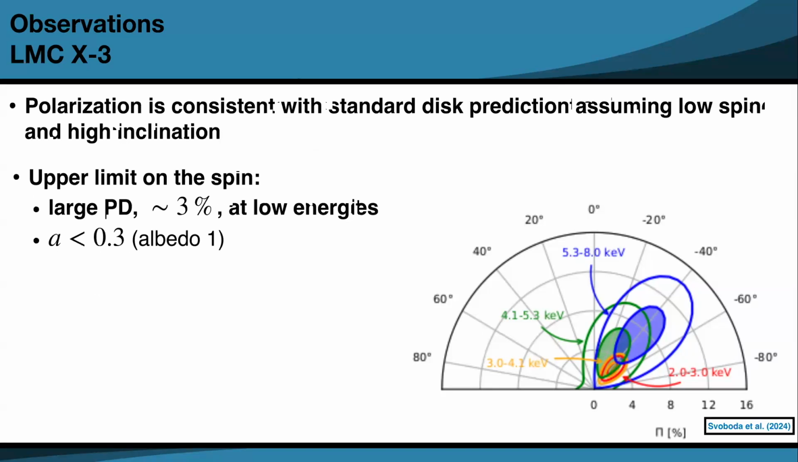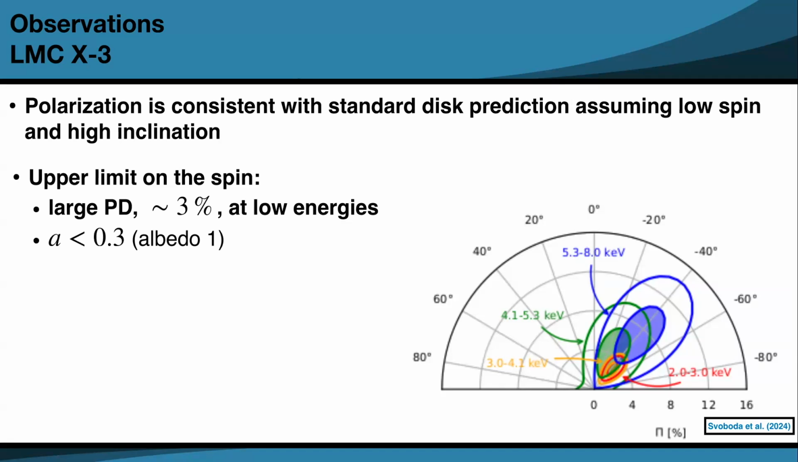But in this case, because of the large polarization degree observed at low energies, around 3%, we basically have to assume that the returning radiation contribution is not so important, because it's not depolarizing the emission at low energy. And because of this, we need the spin of the black hole to be quite low in order to explain this polarimetric data. So once again, the prediction from the polarimetric analysis is in agreement with the spectral analysis.